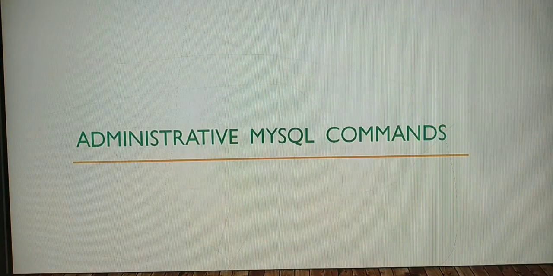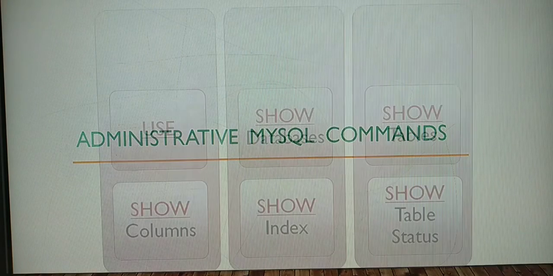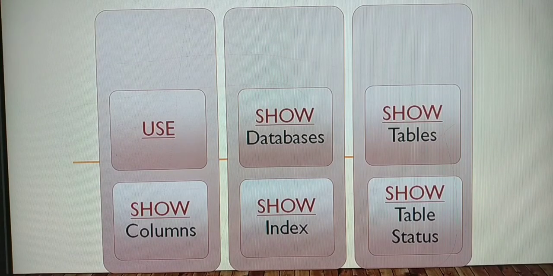Yes, next we finished the MySQL commands, that is the administrative DBA MySQL commands. Totally we finished 6. First one is use. Next, show database, show table, show column, show index, and finally show table status. Under show table status, what have we finished? It will show a report about the performance of the current table that you have opened. So it is going to give a report for you. That is your show table status. Are you clear with the topics we have just discussed?